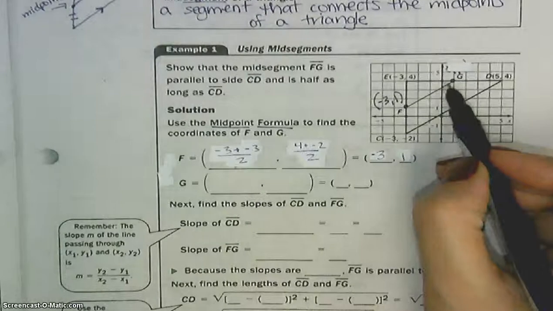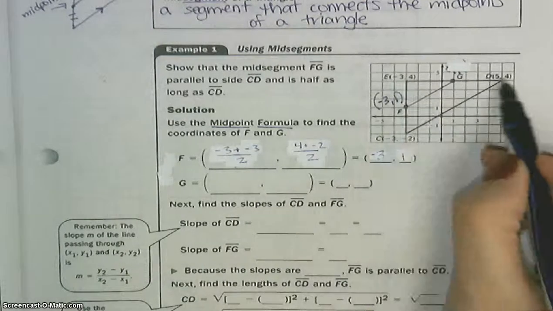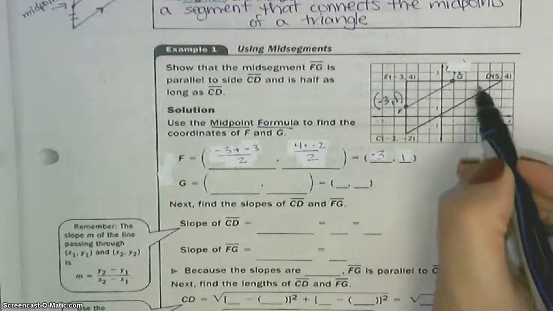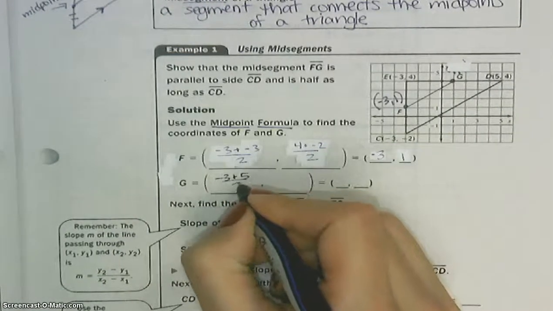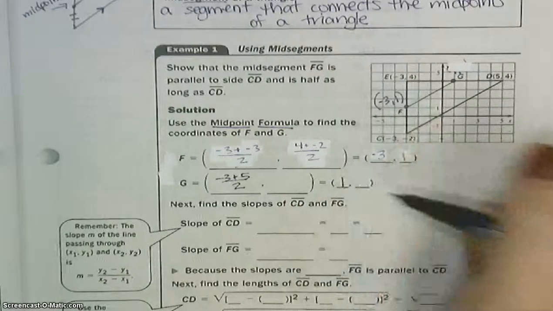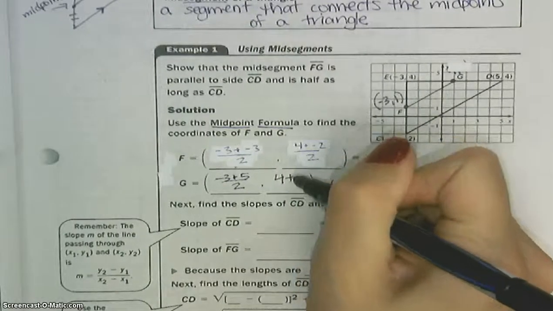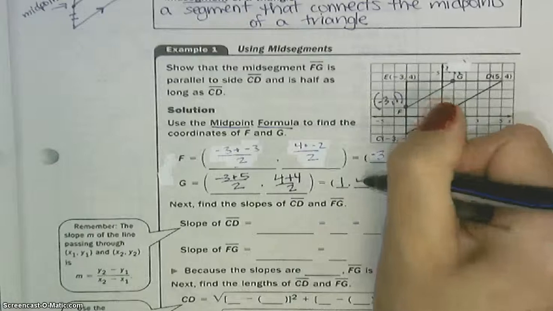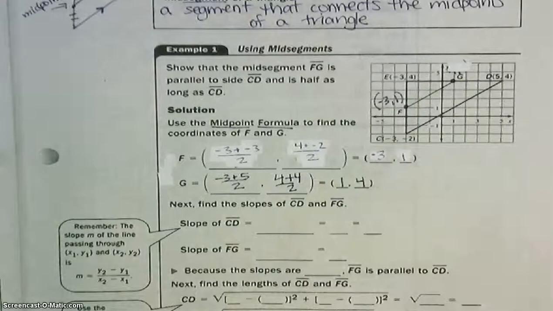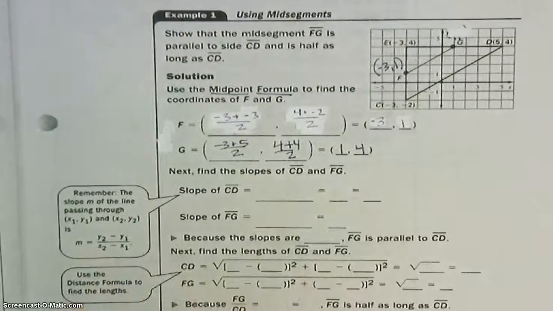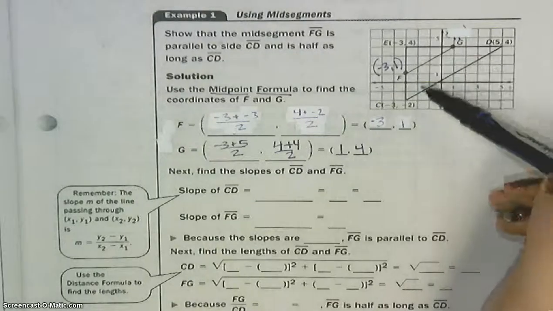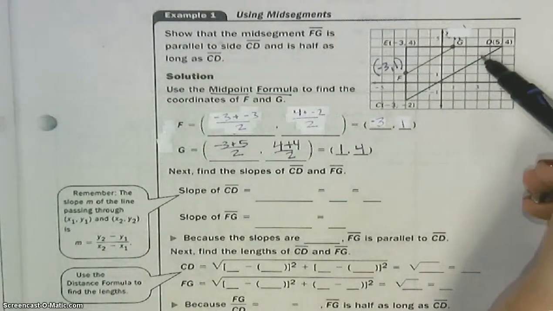Now to find G, we need to find the midpoint of E and D, because see how G is in the middle of those two? We're going to average -3 and 5, which is going to be 1. We're going to average 4 and 4. I hope you know that the average of 4 and 4 is 4. Now that we know the coordinates, we can find the slopes. Here's the slope formula over here if you forgot, or you could also count, but that's how we're going to find if they're parallel. We're going to know these are parallel because they're going to have the same slope.